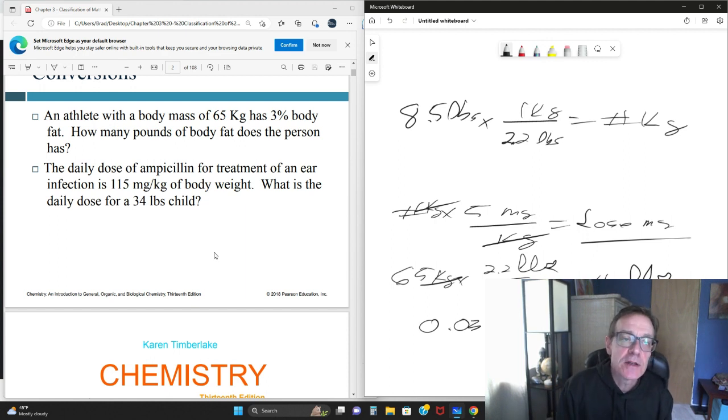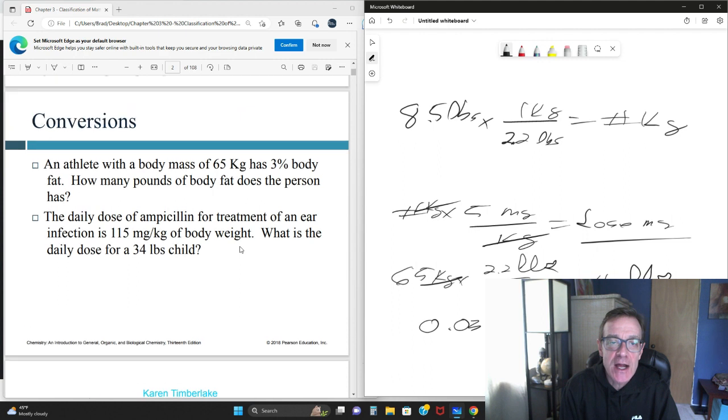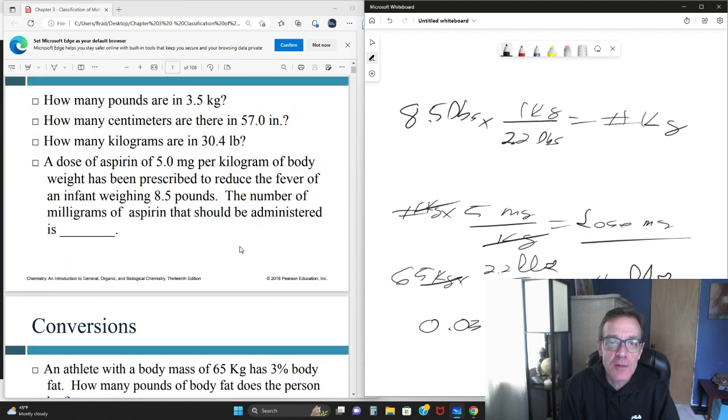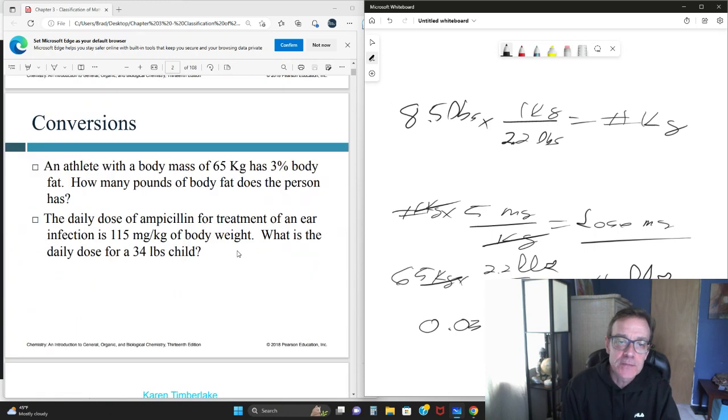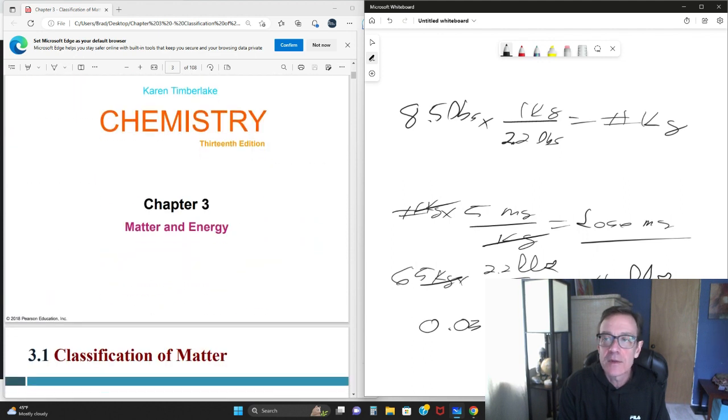Let's see another pharmacy question. Doses of ampicillin for an inner ear infection, 115 milligrams per kilogram of weight. What is the daily dose for a 35-pound child? That is exactly the same problem that we set up with different numbers and a different medicine in example 4. Convert pounds to kilograms, and then multiply the milligrams per kilogram in a proper dosage to give you the proper dose to cure that ear infection.